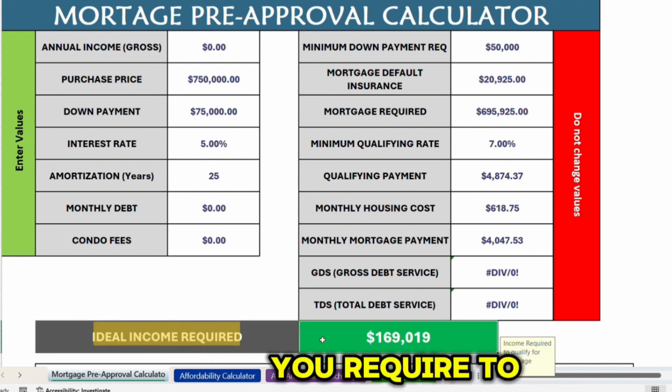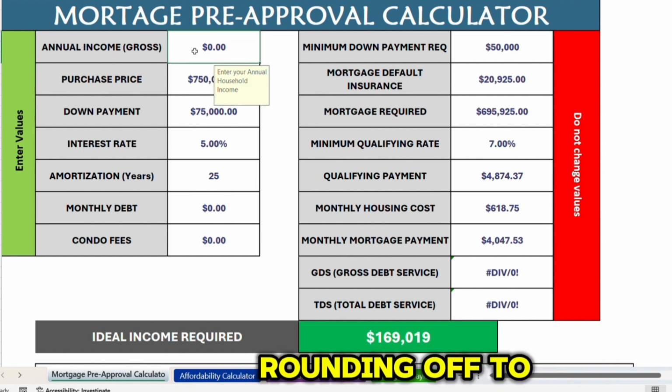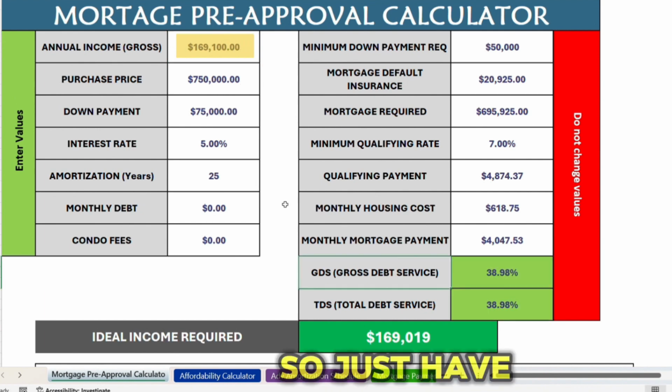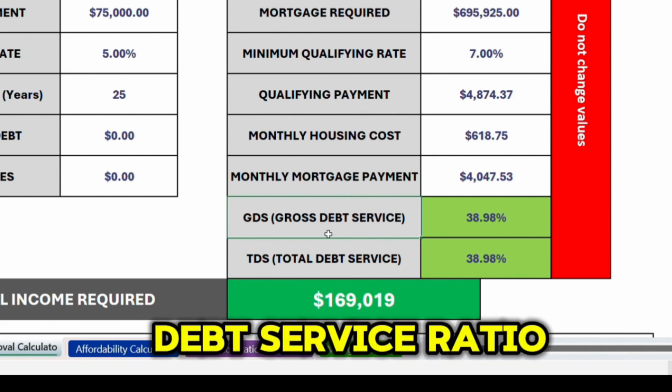After inputting all these figures, this calculator is showing us that the minimum income, or the ideal income, you require to buy this home of $750,000 with $75,000 of down payment is around $169,019. So I am assuming that we have the same income. So I'm just rounding off to the next number. I'm putting $169,100.